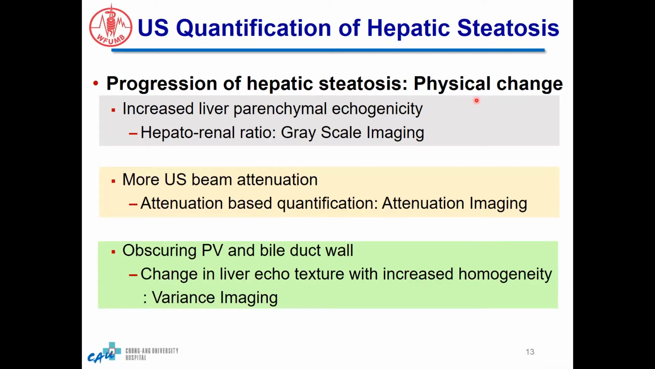Physical change in progression of hepatic steatosis is increased liver parenchymal echogenicity. So hepatorenal ratio compared to renal parenchymal echo by grayscale imaging could be one of the quantitative methods. More attenuation of the ultrasound beam occurs with progression of hepatic steatosis. So attenuation-based quantification could be another method of quantitative hepatic steatosis evaluation. Changes in liver echotexture with increased homogeneity, such as obscuring portal vein and bile ductal wall, is a background of quantitative variance imaging.